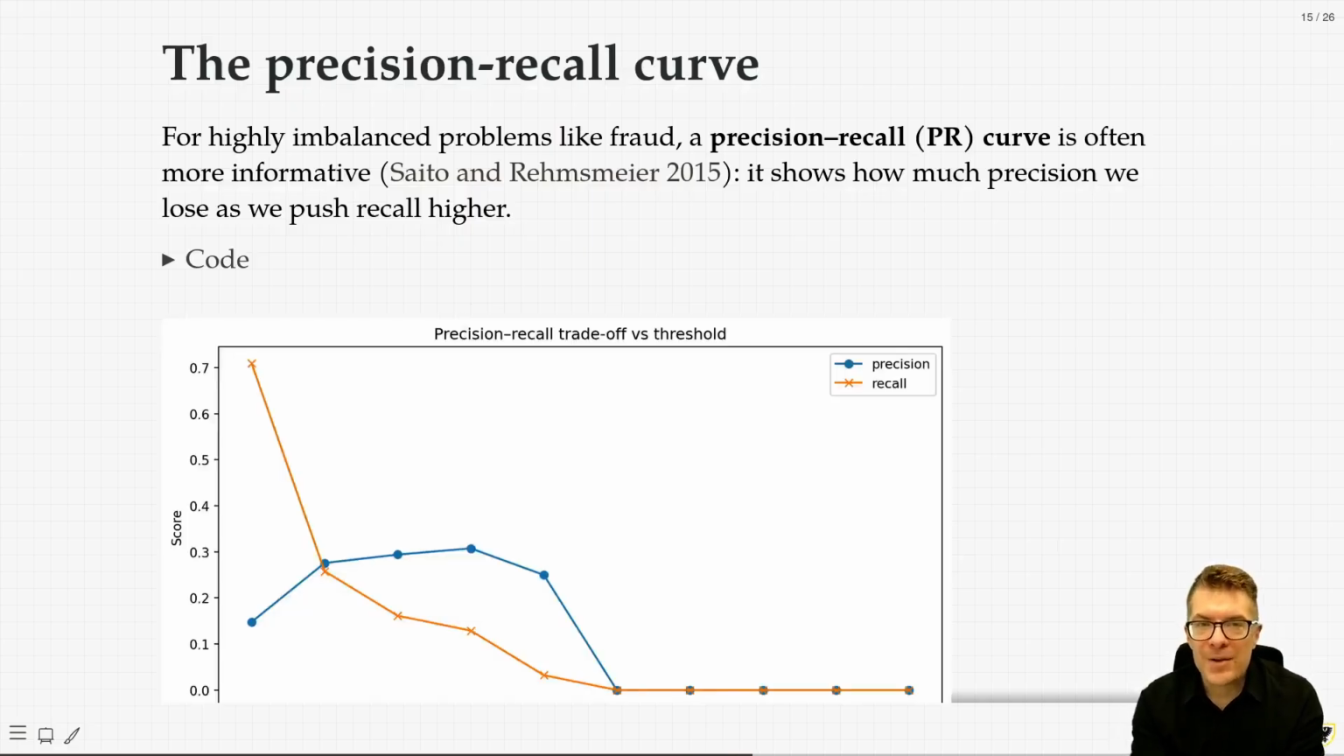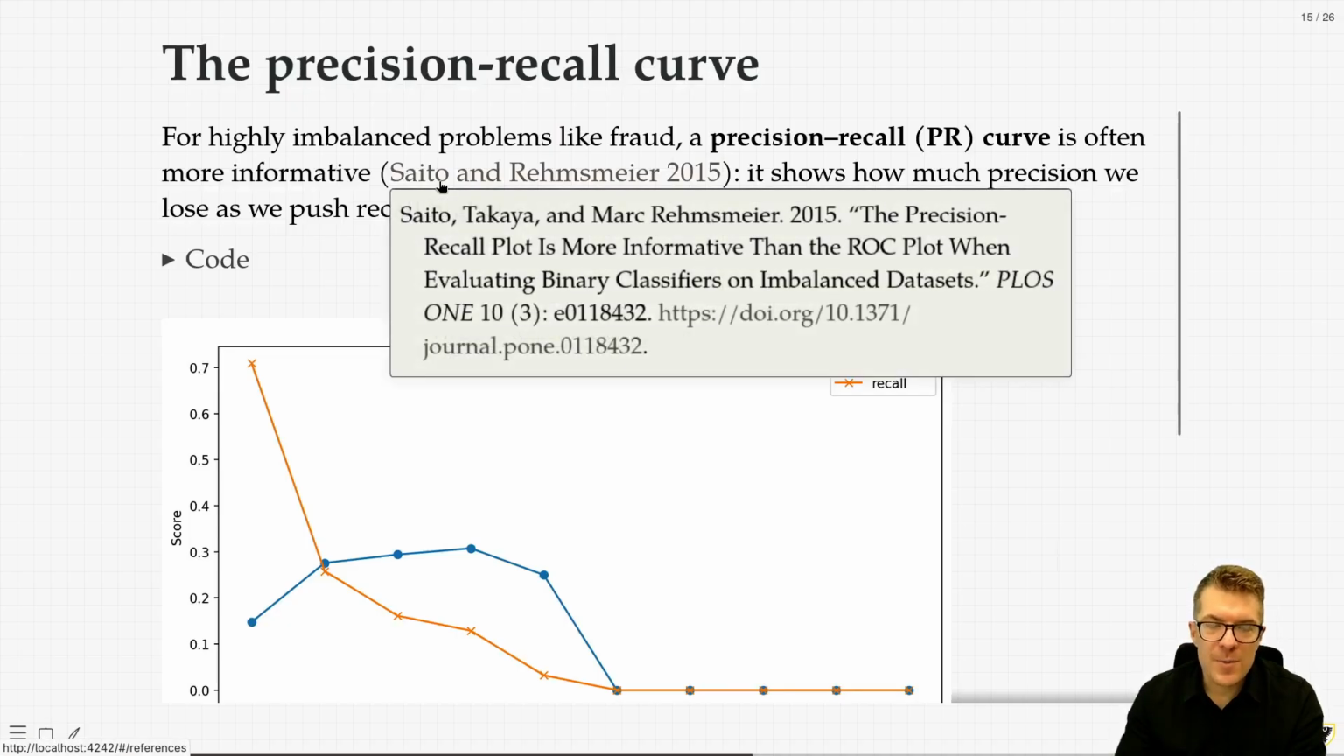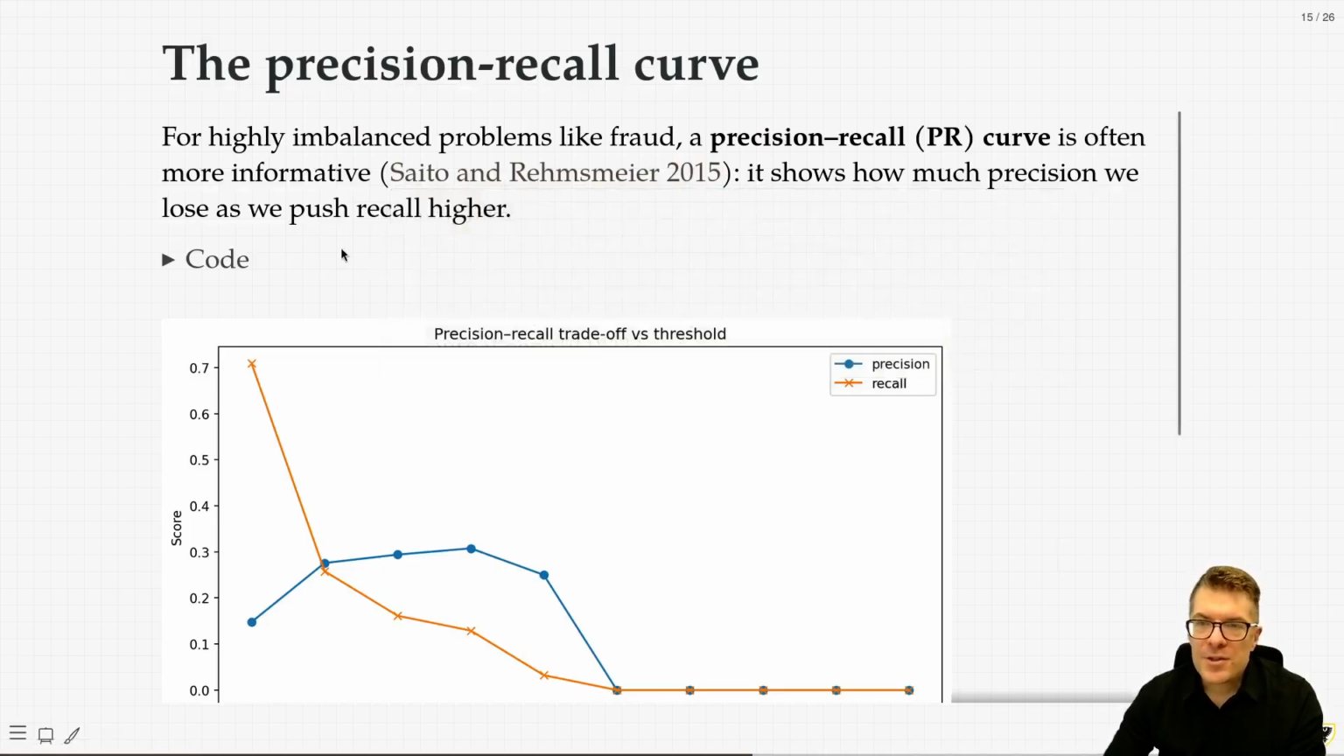When we have very imbalanced problems like fraud, sometimes a precision-recall curve, or PR curve, might be more informative. Here's a paper that describes why that might be the case. This shows how much precision we have to lose in order to push recall higher, right? So remember, precision and recall can be thought of as somewhat at odds with each other. If you lower your threshold, you're going to accept more instances of fraud, which means you're more likely to also accidentally flag false cases as being truly fraudulent, in which case precision would go down.